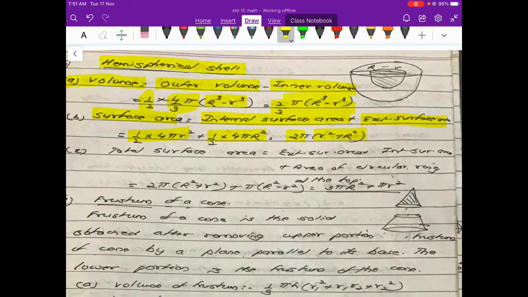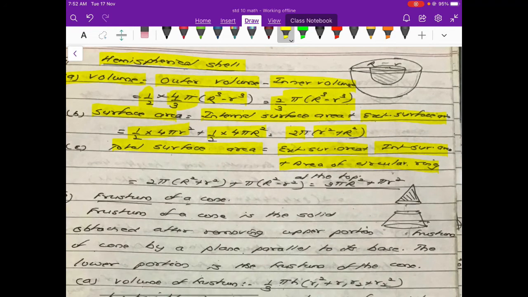If we want the total surface area, the total surface area will just be given by external surface area plus internal surface area plus the area of the top circular ring. It is not a full area, it is only a circular ring. So this becomes 2 pi (R square plus r square) plus pi (R square minus r square) is the circular ring. So when we further simplify it, we are getting 3 pi R square plus r square.